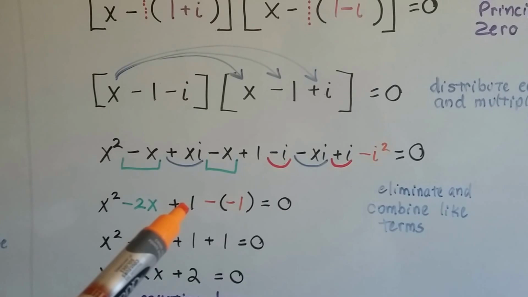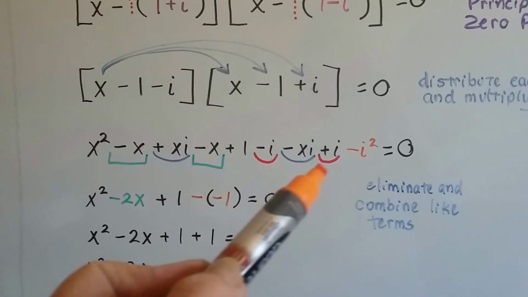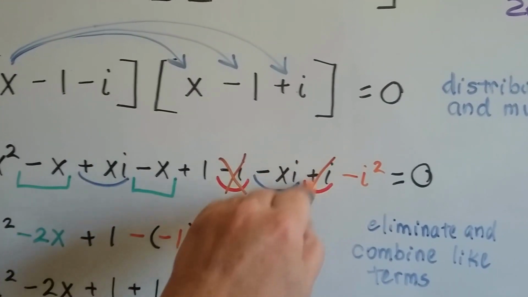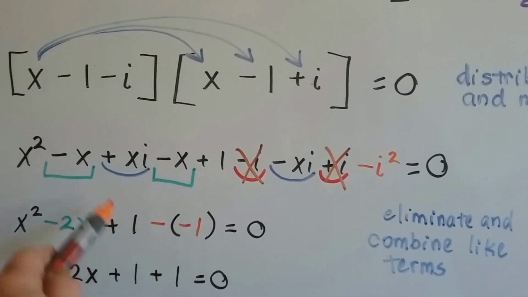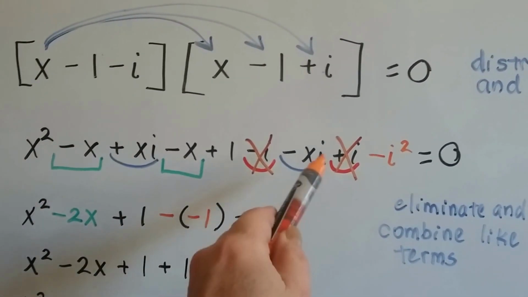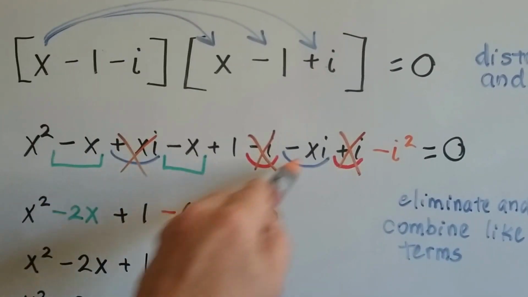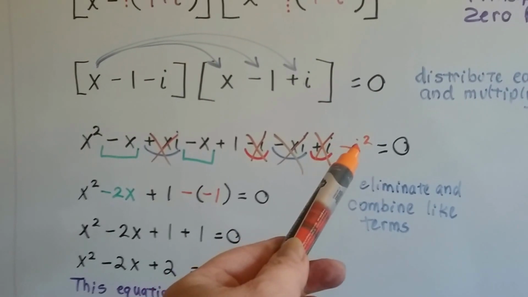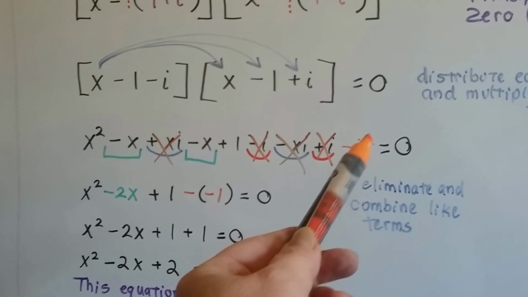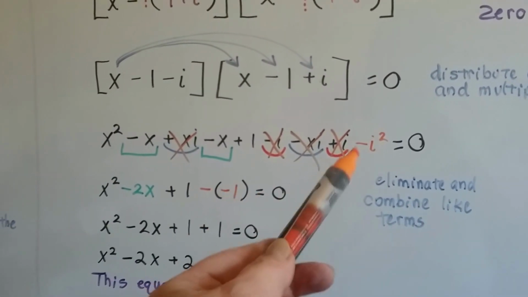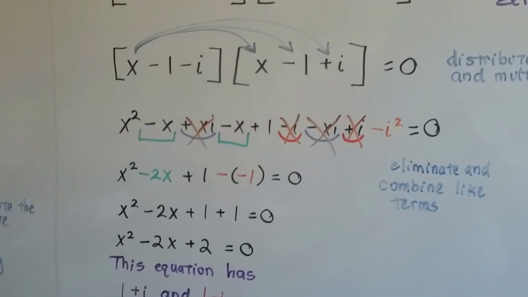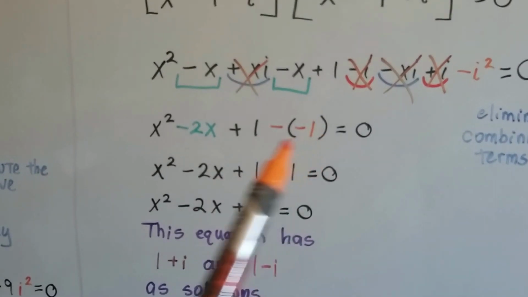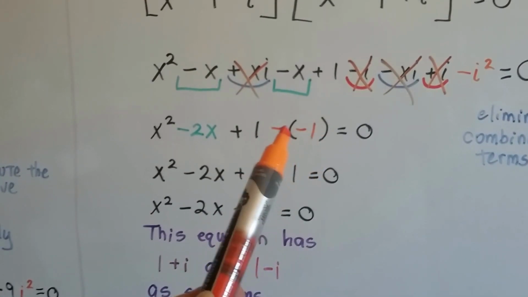We've got our plus 1. And then we've got this negative i and a positive i, and they can be eliminated because they're additive inverses, right? 0 pairs. And we've got this positive xi and this negative xi that can be eliminated as 0 pairs. So the only thing that's left is this negative i squared. And we know i squared is a negative 1, so we have a negative 1, don't we? Now we can combine the like terms. This is going to be a positive 1, right?